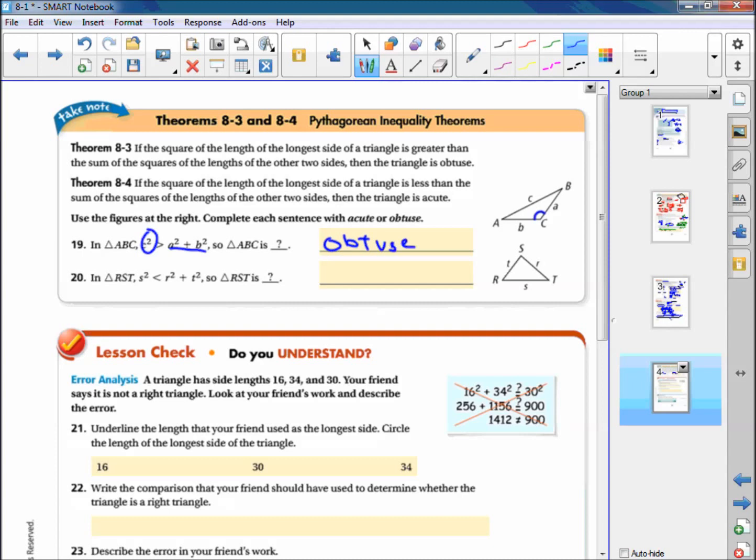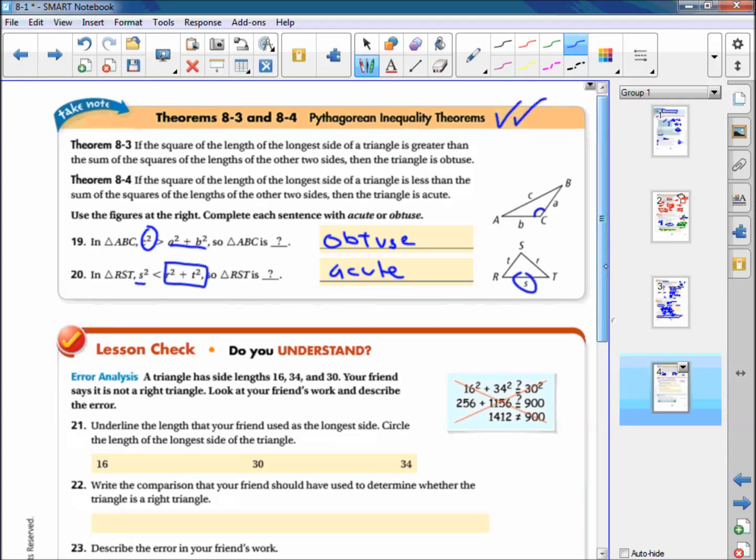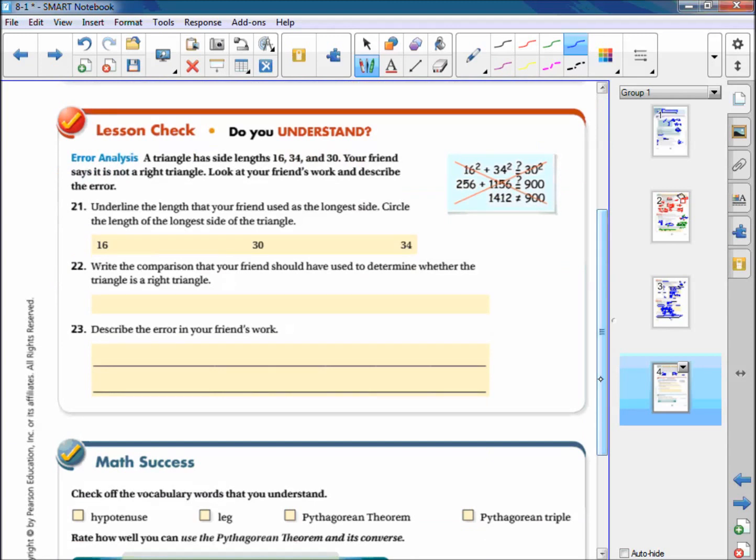Okay. And in number 20, RST, the biggest side, okay, that's over here. If I square it, it's still going to be smaller than the other 2 smaller sides added together squared. Okay, so in this case we have an acute triangle. All right. So last thing is a lesson check on the Pythagorean theorem and its converse, and the Pythagorean inequality theorem. So make sure you don't forget about that one tomorrow. All right, so as always, pause the video, try the lesson check, and then come back.